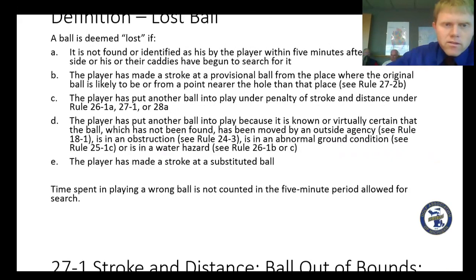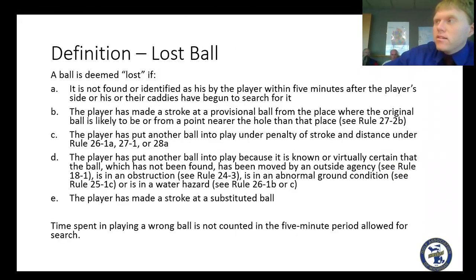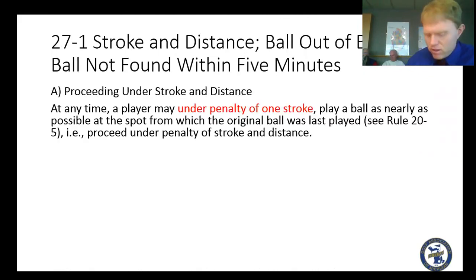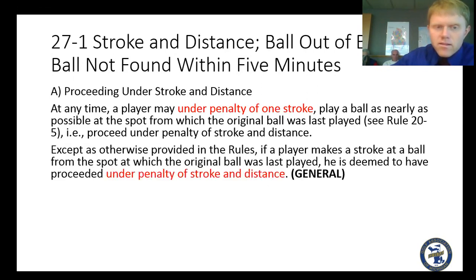All right. So for those of you here, this is all listed in the definition section, but these are the 5 situations where the ball is going to be defined as lost, and those again are listed in the definition section there. Okay. First one we're going to go over: proceeding under stroke and distance, we talked about that. That's pretty simple, right? Under 1 stroke penalty, we're going to go back to and play a ball as nearly as possible from where we last played. And so that's simple.